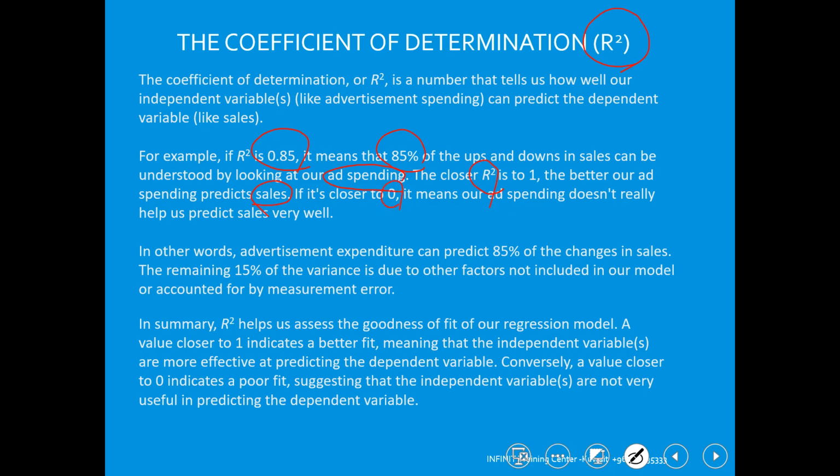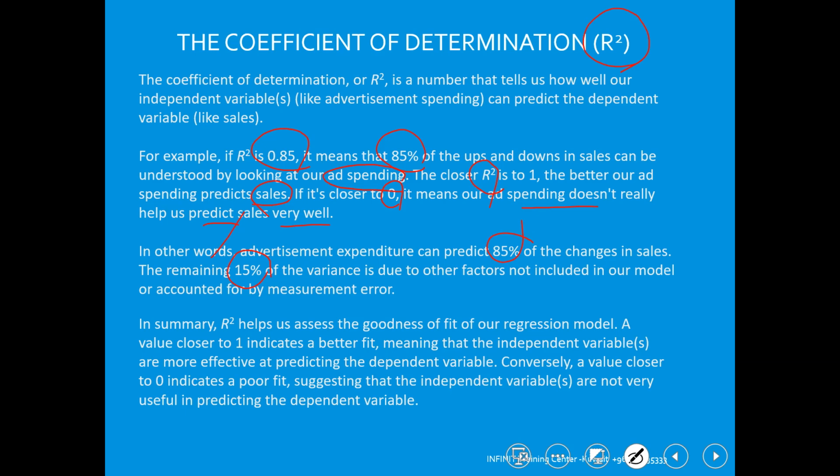If it is closer to 0, it means that ad spending does not really help us to predict the sales. So when it is close to 0, we cannot rely on the value of advertisement to predict our sales. But when it is very close to 1, we can assume that there is a close relationship, and almost 85% of our sales are determined by the advertisement we do. In other words, the advertisement expenditure can predict 85% of the change in sales. The remaining 15% of the variance is due to other factors.